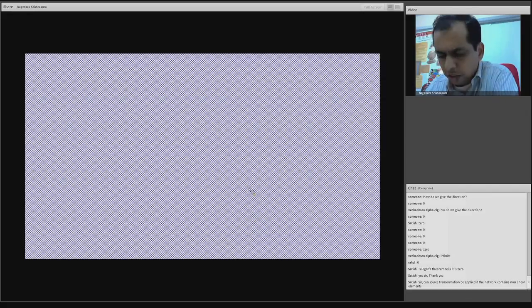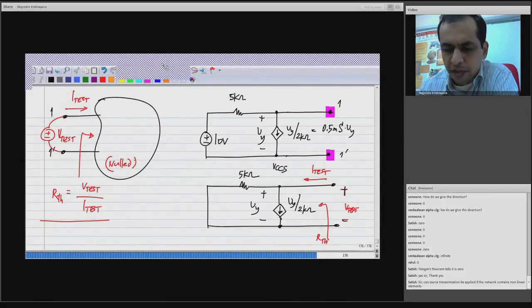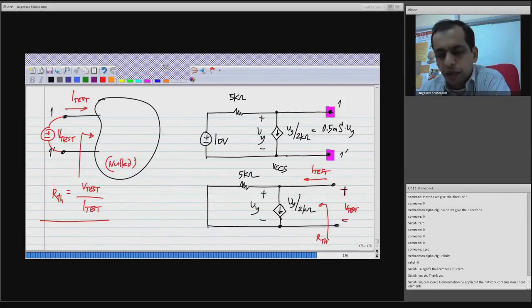Now the other question was, somebody said, how do we give the direction? I am not sure what is meant by this. Maybe what is meant is the direction of the current source. Okay, so when you find the Norton equivalent circuit, you will short circuit the output from 1 to 1 prime, and you measure the current flowing from 1 to 1 prime. Okay, so that gives you the direction, right?